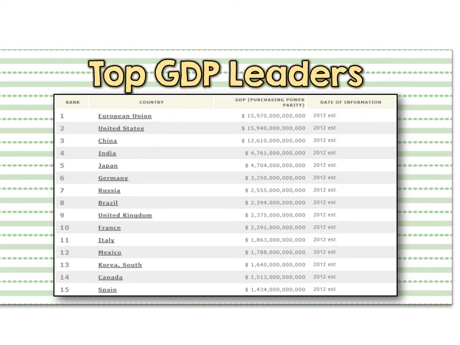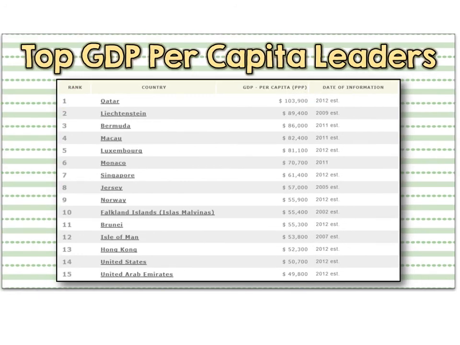Alright, here are the top GDP leaders in 2012. You can see the European Union is number 1 and the United States is number 2. Germany and Russia are 6 and 7. Okay, here's the top GDP per capita leaders. The United States is number 14. They drop when it comes to the amount of goods and services produced by each person.